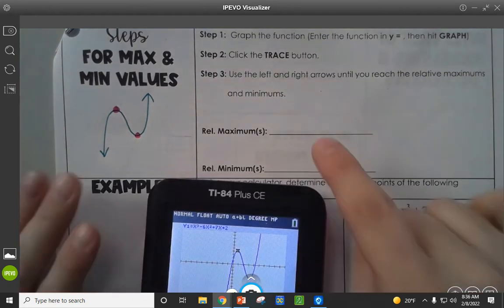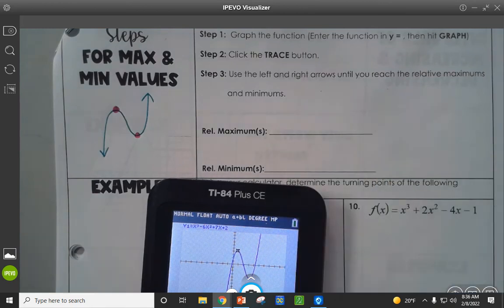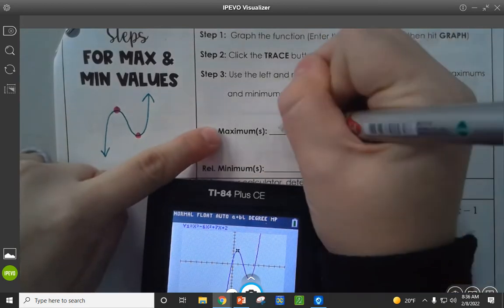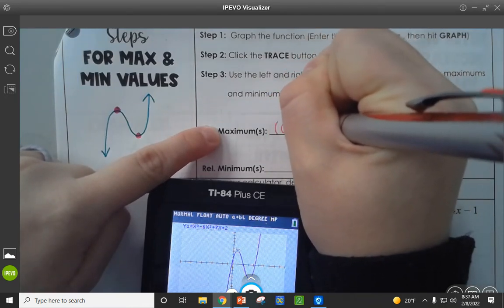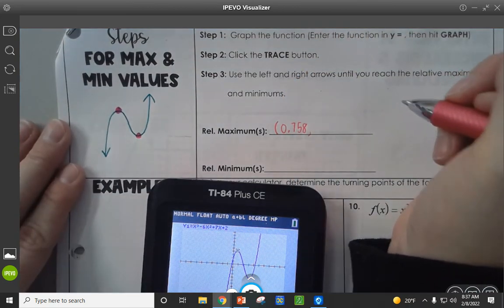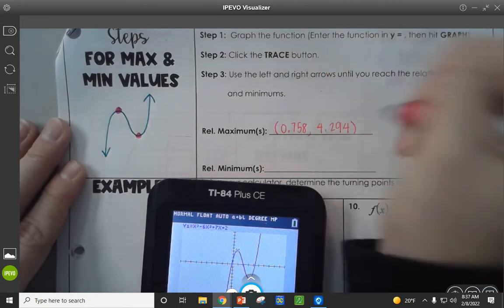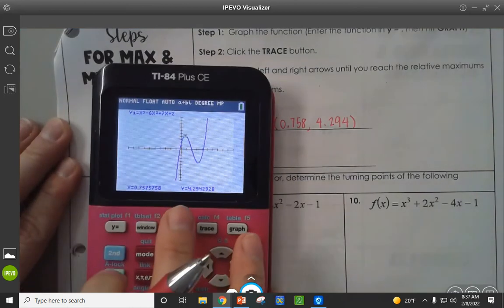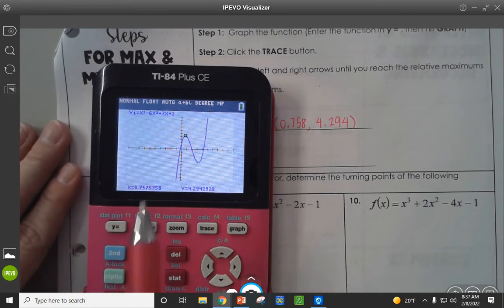So I'm going to write out this point, and I want you to go to 3 decimal places, rounding to 3 decimal places. So the maximum would be roughly 0.758 for me. Yours might be different. Put what's on your calculator. And then mine has 4.294. Yours should be close, but won't be exact.